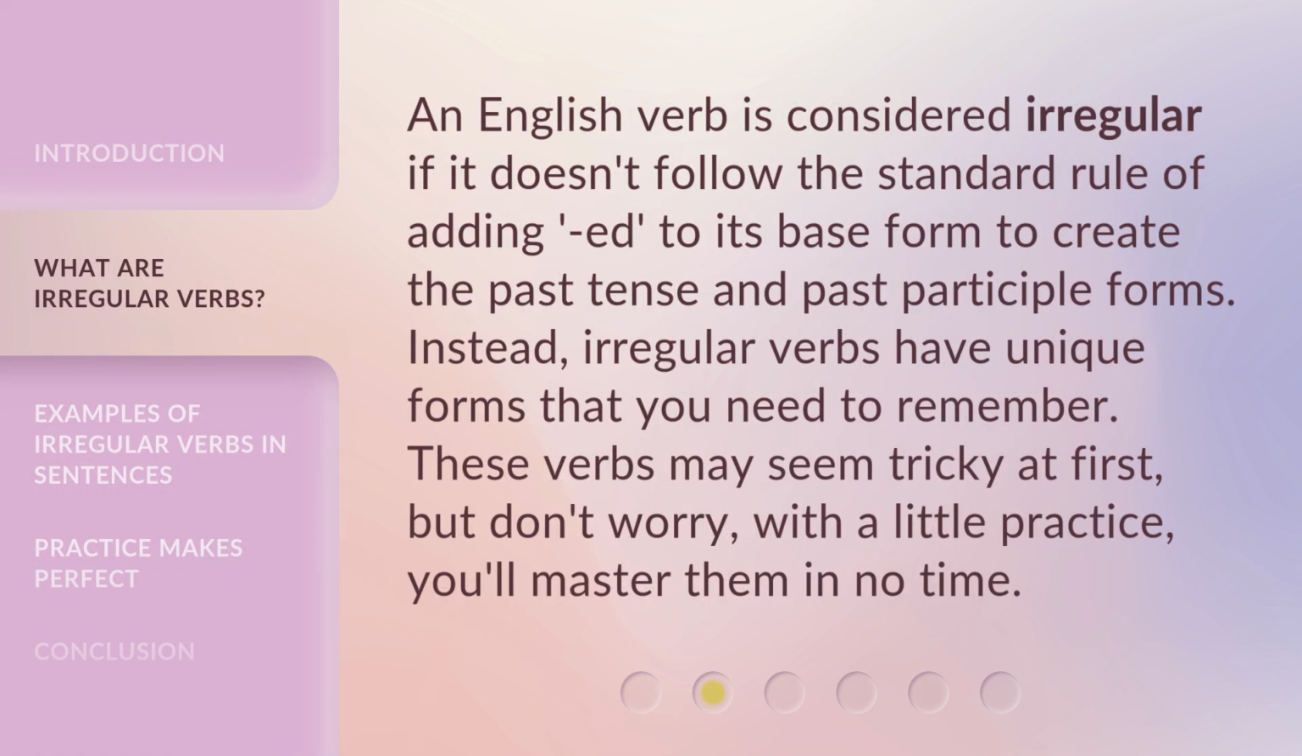An English verb is considered irregular if it doesn't follow the standard rule of adding -ed to its base form to create the past tense and past participle forms. Instead, irregular verbs have unique forms that you need to remember. These verbs may seem tricky at first, but don't worry, with a little practice, you'll master them in no time.